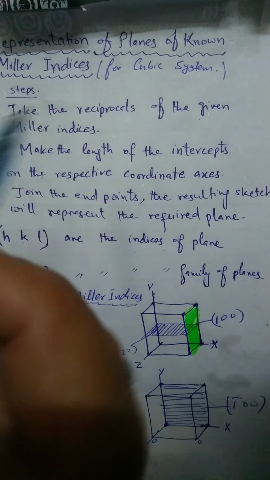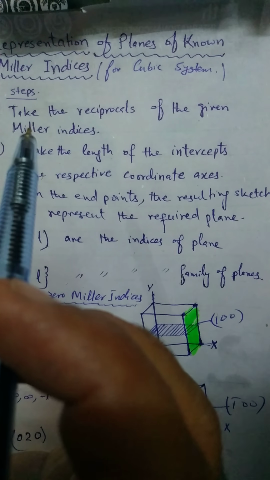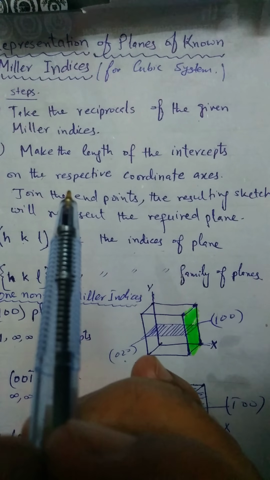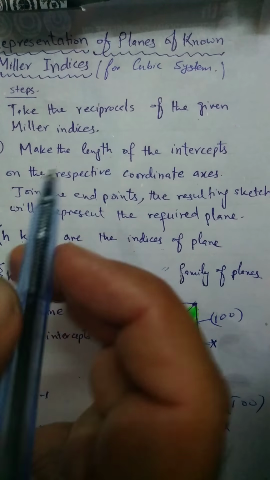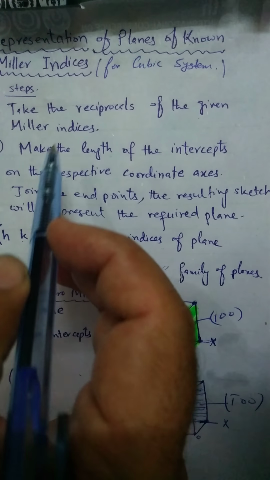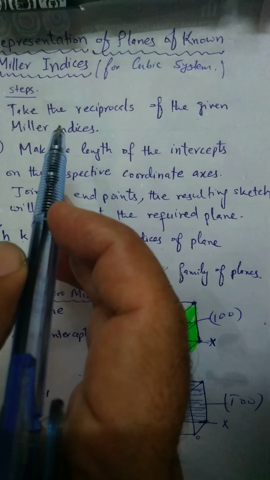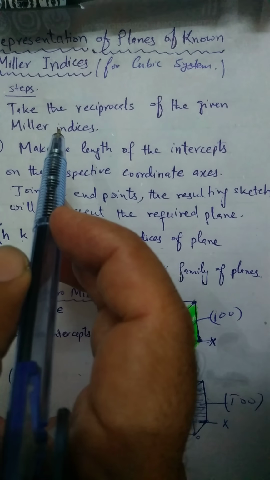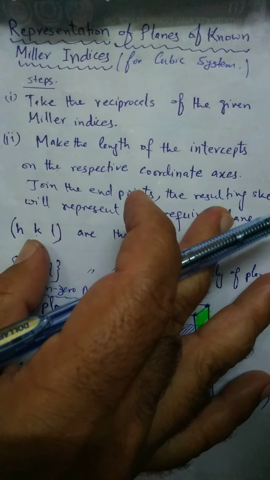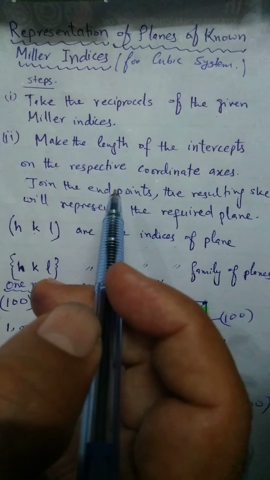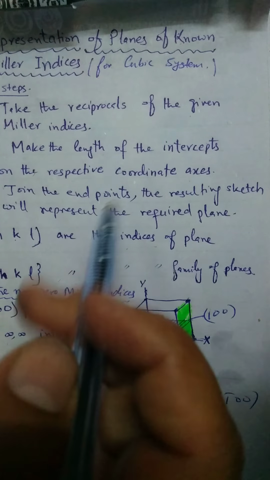There are two steps to draw the planes from the Miller indices. This is actually quite the opposite case, such as finding Miller indices of planes. One step is to take the reciprocals of the given Miller indices. They represent actually the intercepts in terms of axial units. The second step is to make the length of the coordinate axes and join the endpoints. The resulting sketch will represent the required plane.